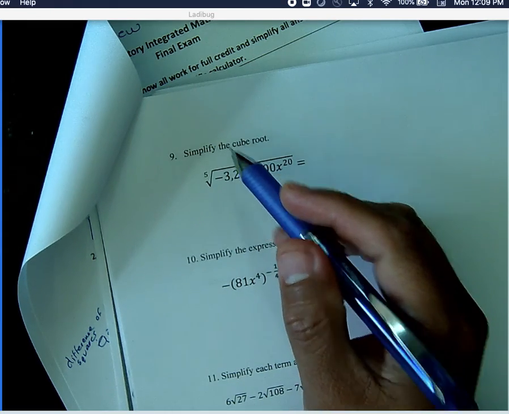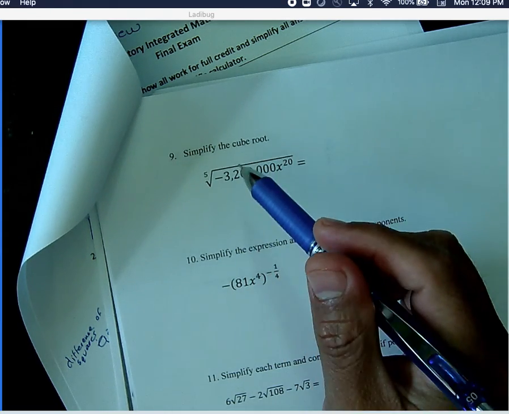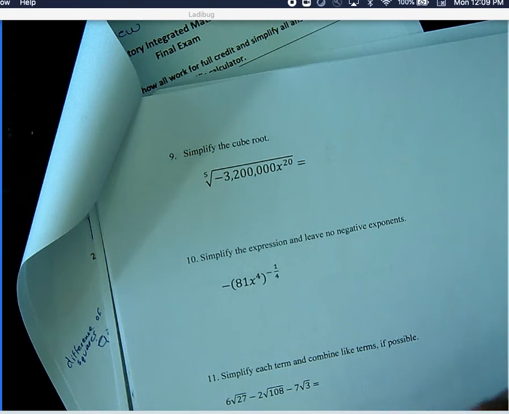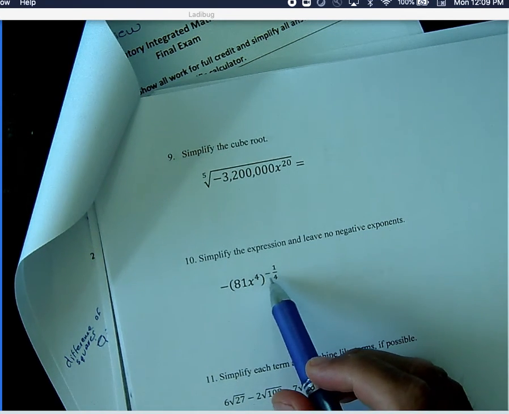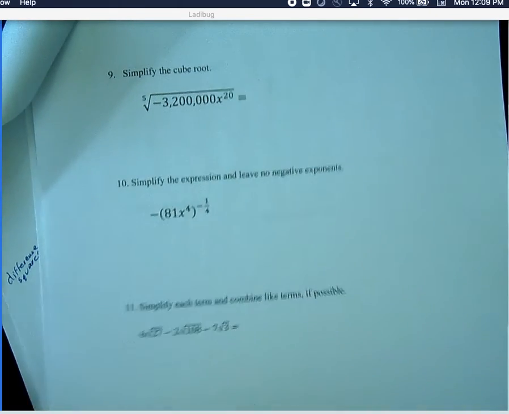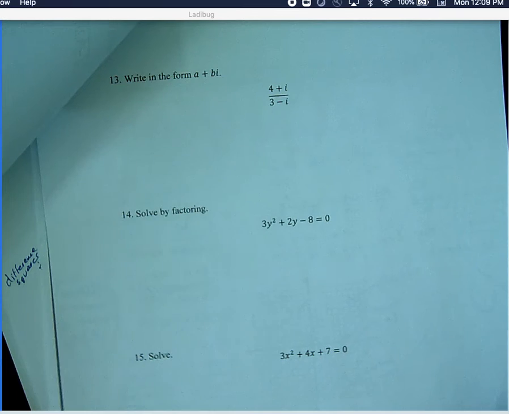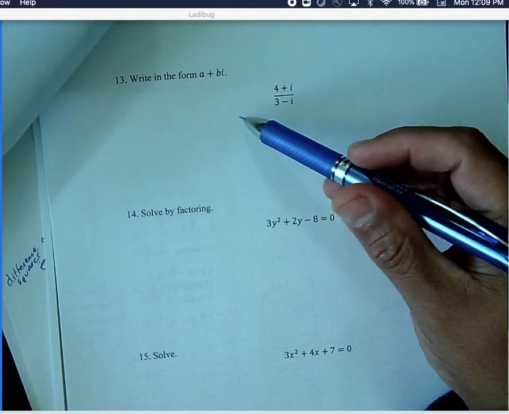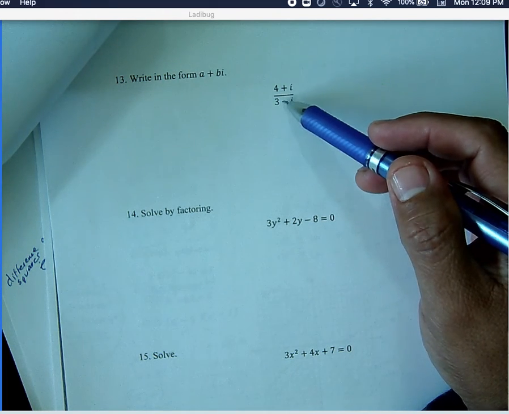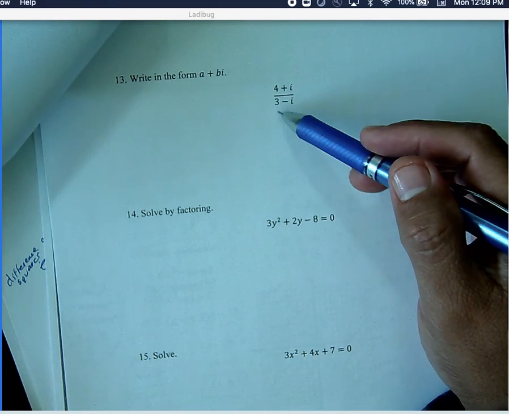Gonna continue. This is the review for the final. This is question 9. These couple questions deal with radicals, rational exponents like this one, and I think up to question 13 it deals with the complex imaginary numbers.